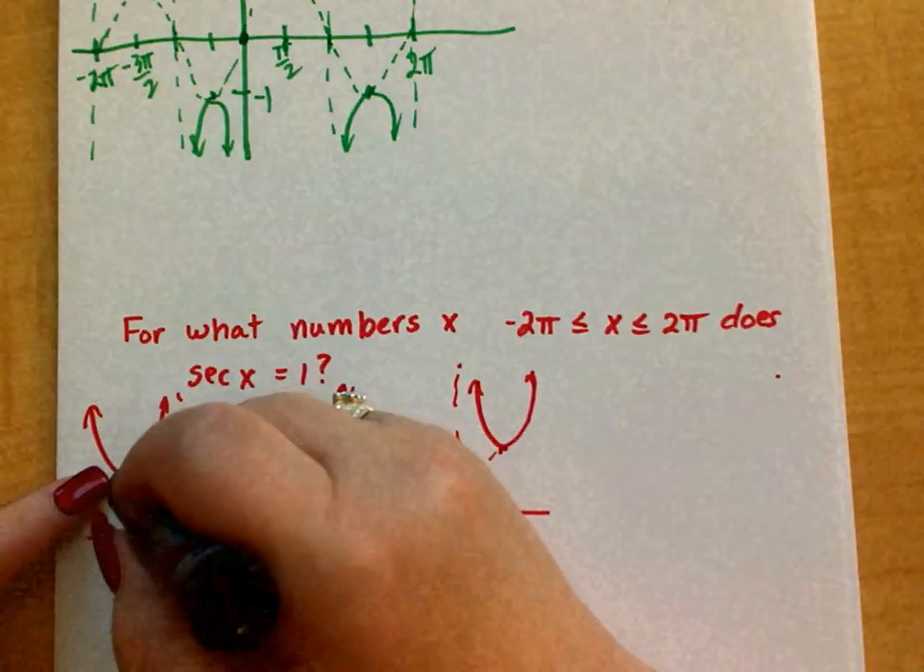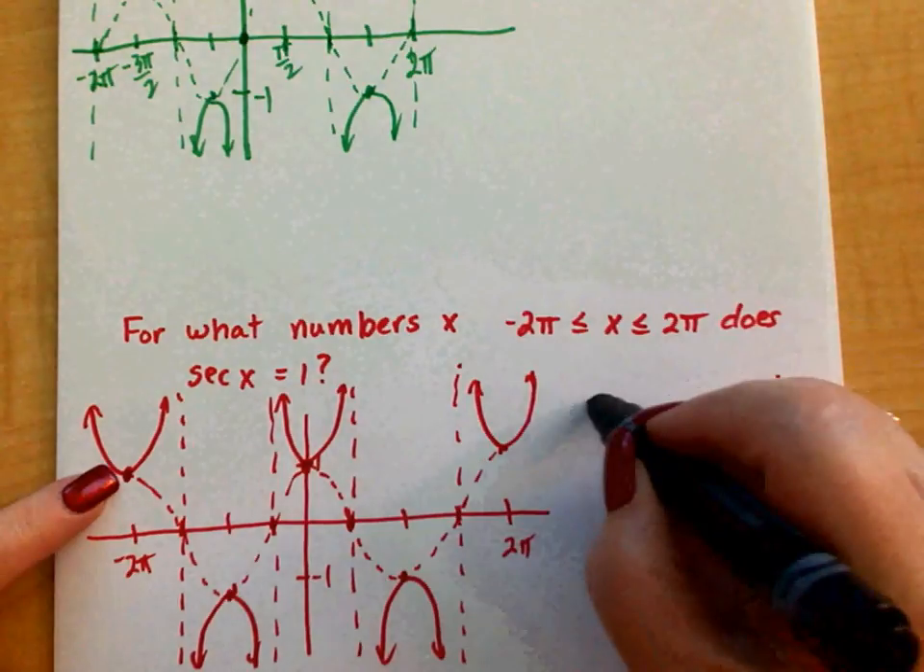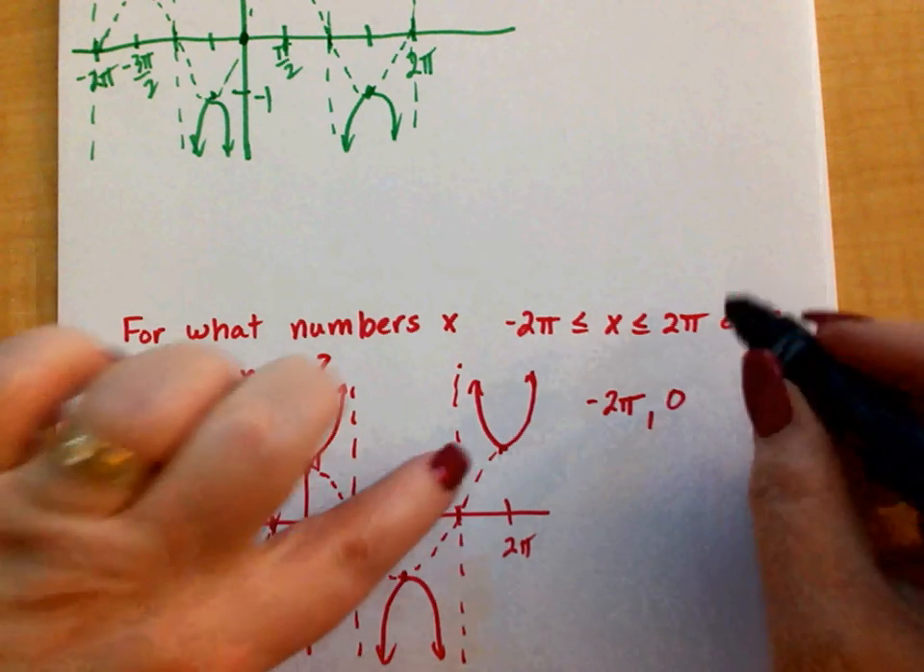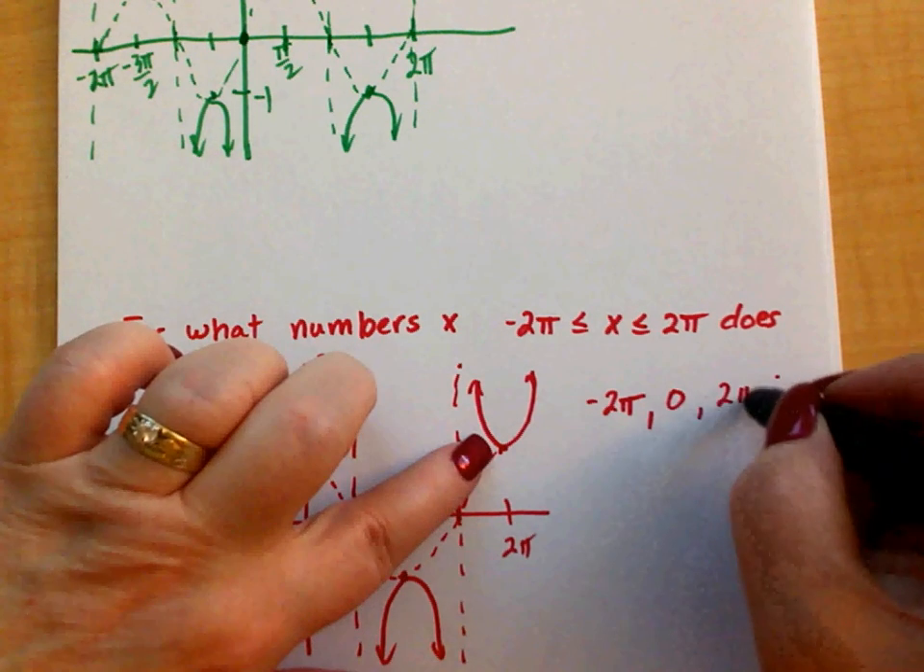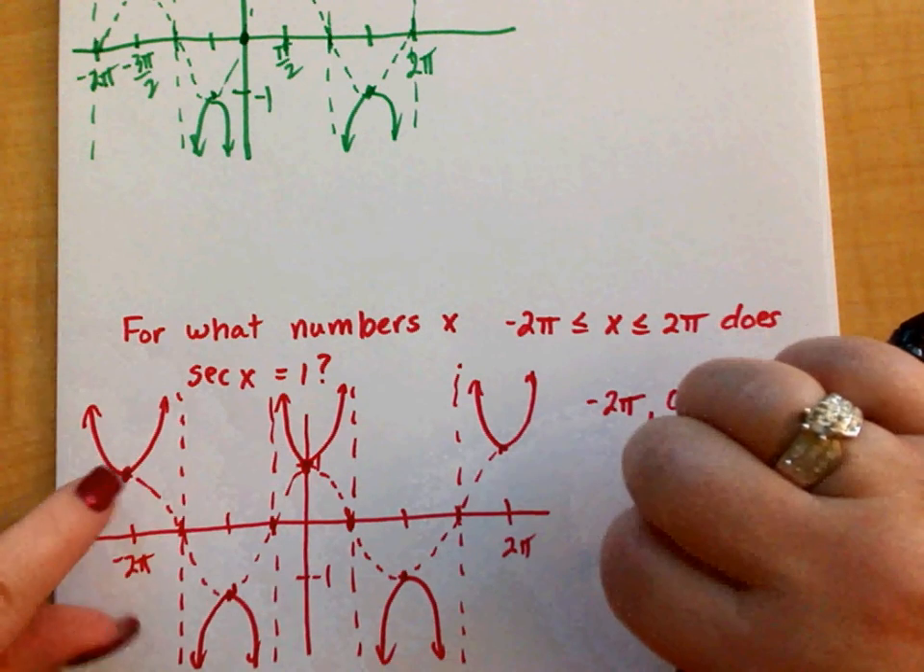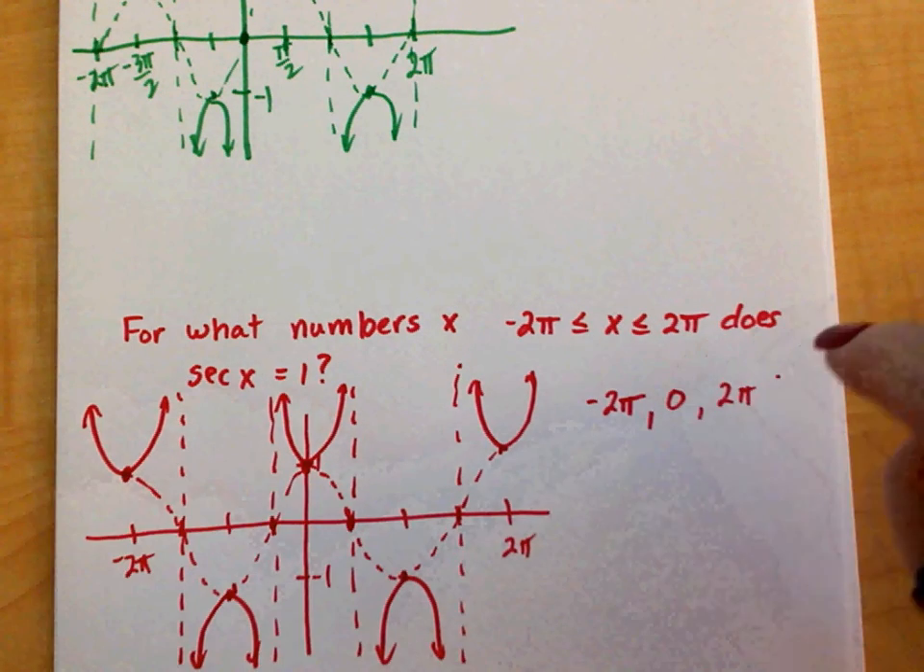Well, the first one occurs right here at negative 2 pi. Then there's another one at 0. And then there's another one at positive 2 pi, because that's where the value of that function is positive 1. Okay, so here, here, and here. So this one you actually have 3 answers.